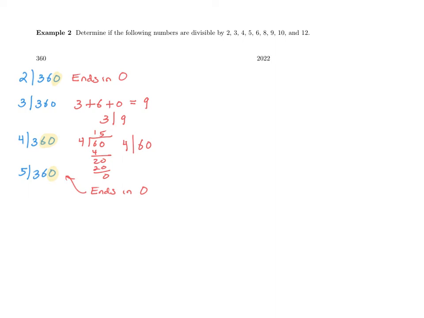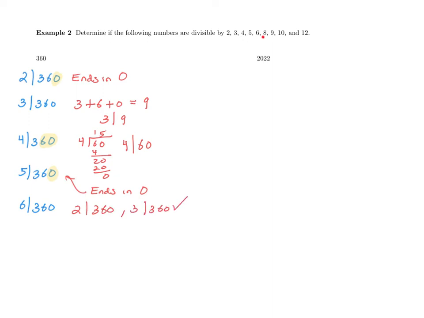Now, what about 6? Does 6 divide 360? Is this a true statement? And the answer is yeah. The reason for it is, well, up here we showed that 2 divides it and 3 divides it. If both 2 and 3 divide the number, then the product 6 has to divide it too. So this is true because both 2 and 3 divide 360.